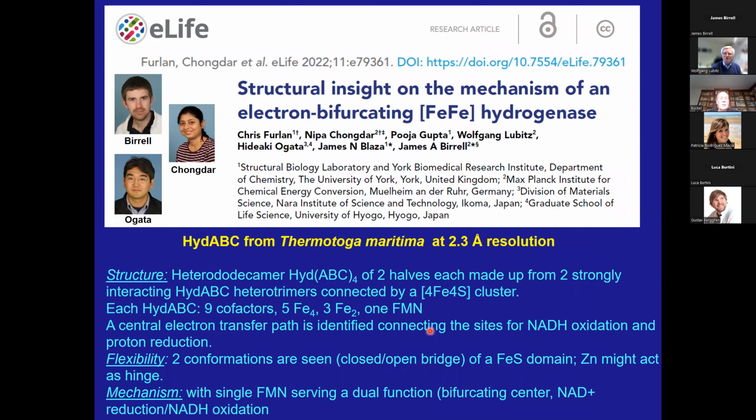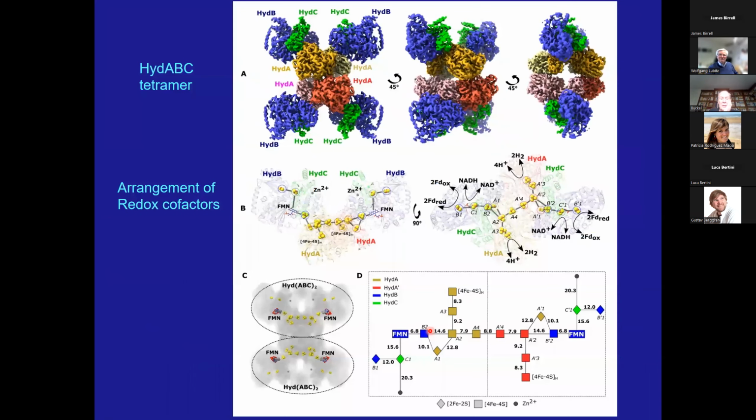It was difficult to publish this paper by James Birrell and Hideaki Ogata in collaboration with Jamie Blaser in York: the bifurcating iron hydrogenase from Thermotoga maritima at a resolution down to 2.3 angstrom. I don't want to go into the details here because I just noticed that Chipa Chonga, who was involved here, is giving a talk later today on this problem. So I can skip that and have a little bit more time for other things.